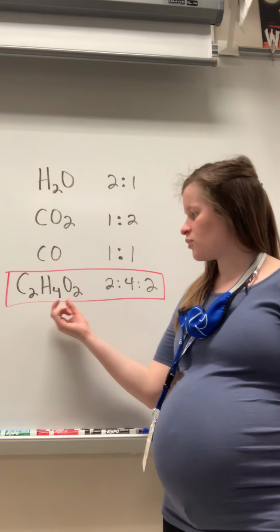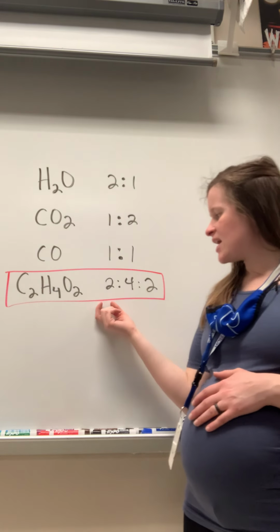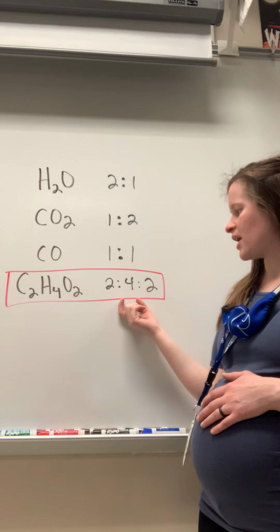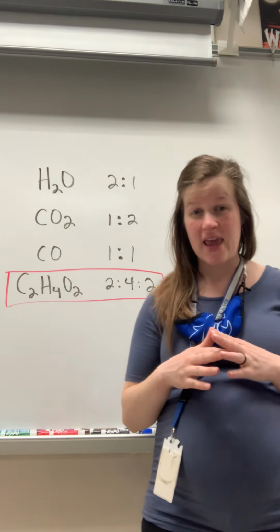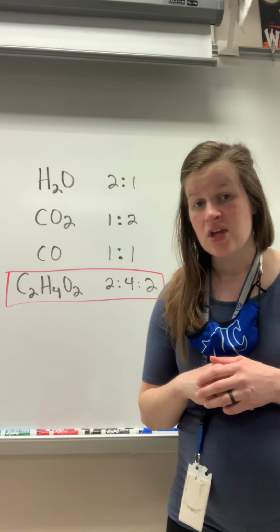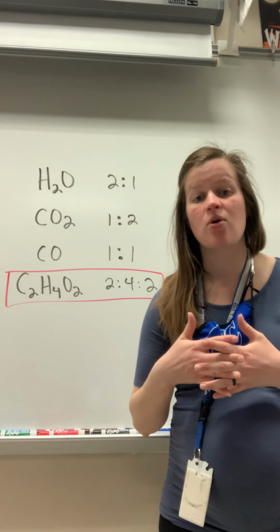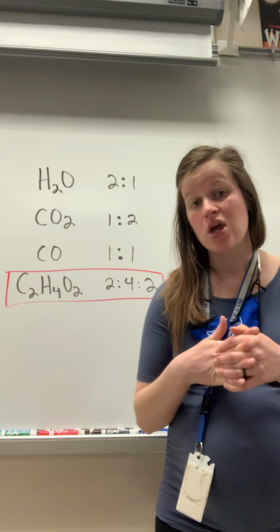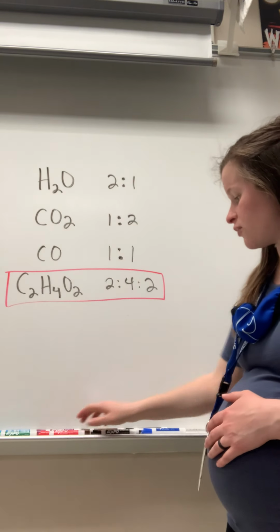Down here is an example of something that is not an empirical formula. I have C2H4O2, which is acetic acid. So I have 2 carbons, 4 hydrogens, and 2 oxygens. Do you see how all of those can be divided by 2? So are they whole numbers? Yes. Every chemical formula is always going to be whole numbers, but are they the simplest? No, they are not. So this is not an empirical formula.